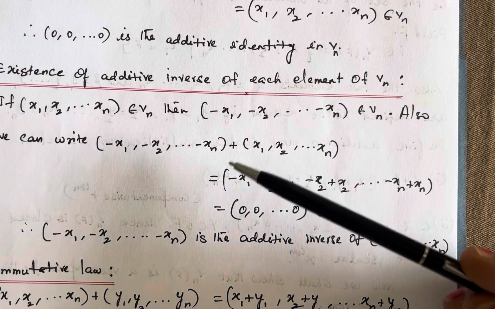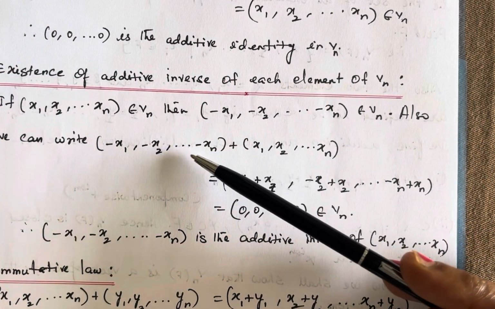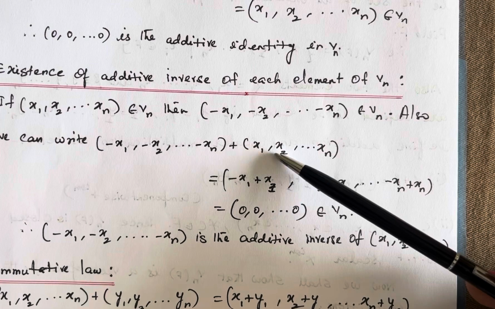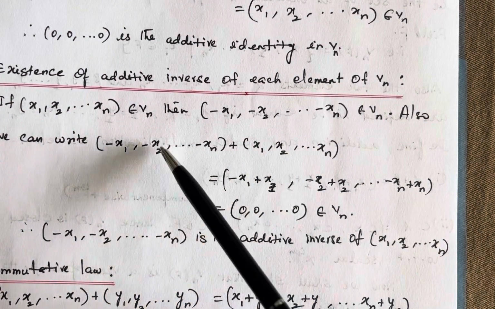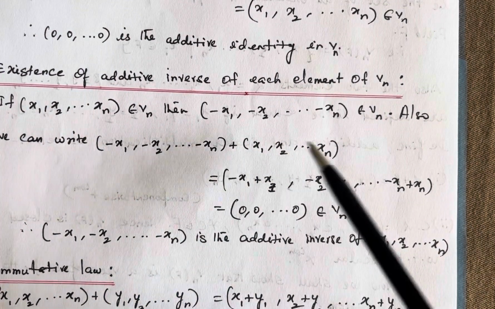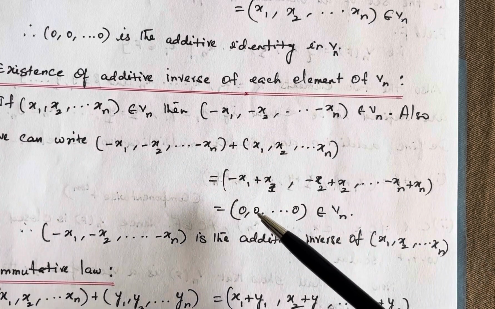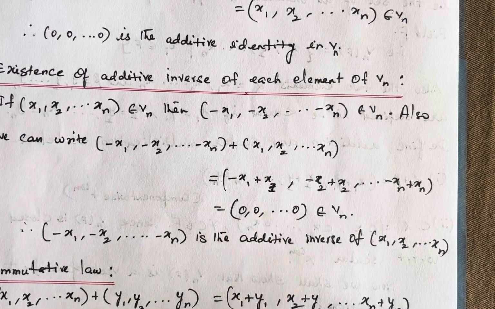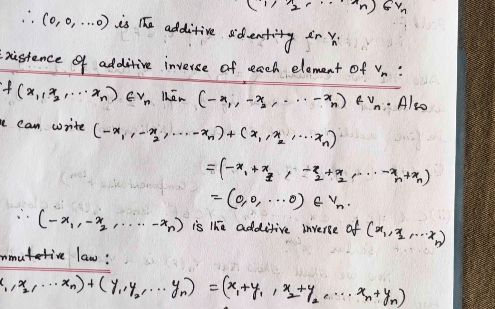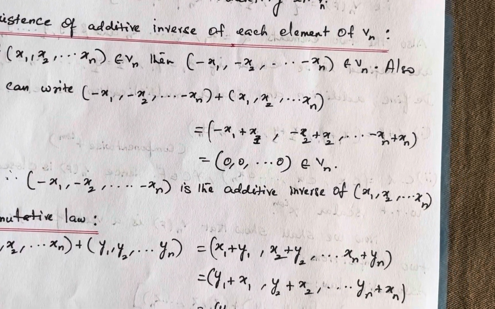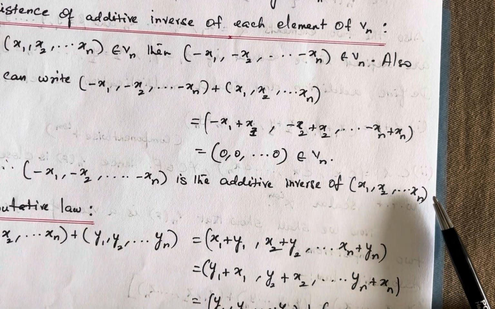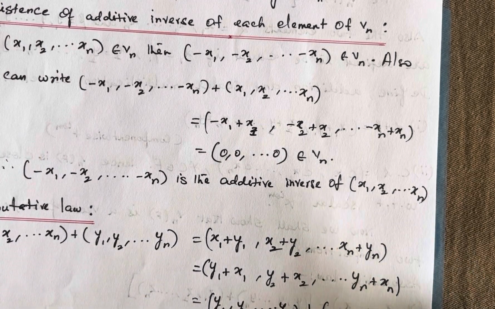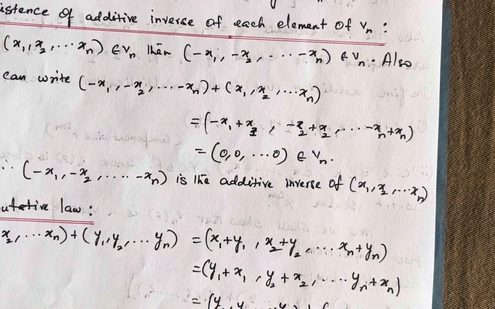Also we can write this as, if I add minus x1, minus x2, etc., minus xn with x1, x2, etc., xn, by adding minus x1 plus x1, minus x2 plus x2, etc., minus xn plus xn, so that will give 0, 0, etc., 0, which belongs to Vn. That means minus x1, minus x2, minus xn is the additive inverse of the given element x1, x2, etc., xn, which also belongs to Vn(F). And the last one is going to be the commutative law.